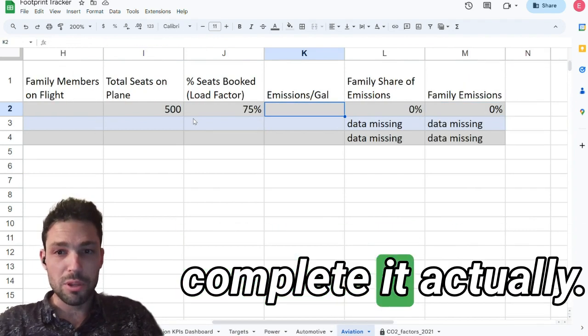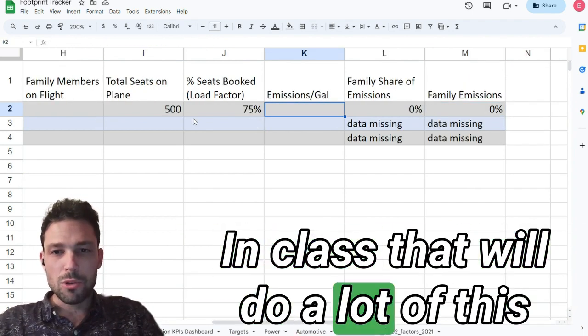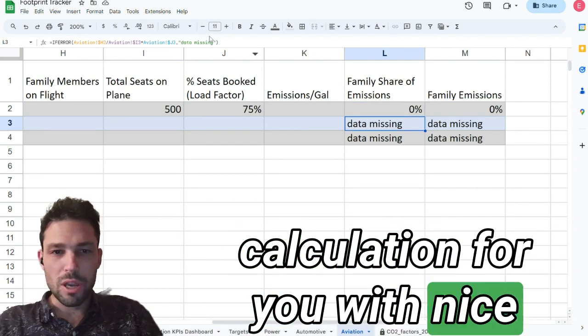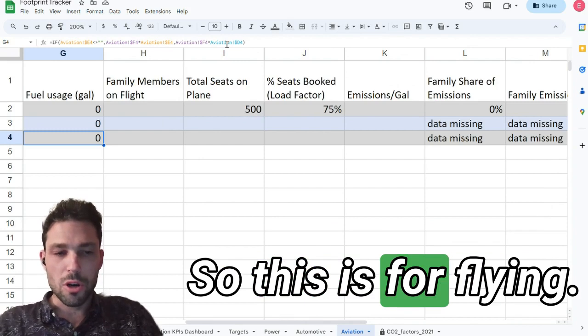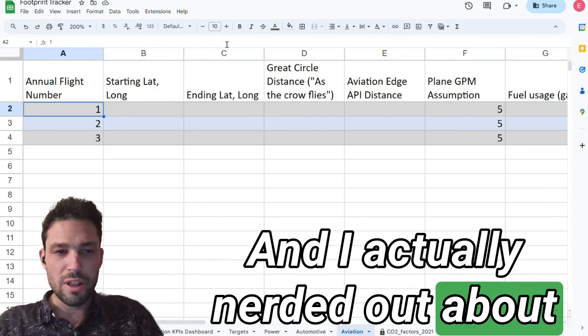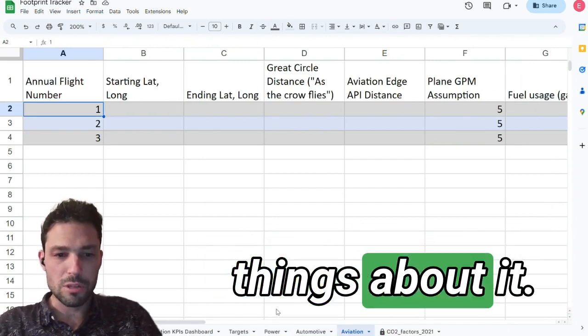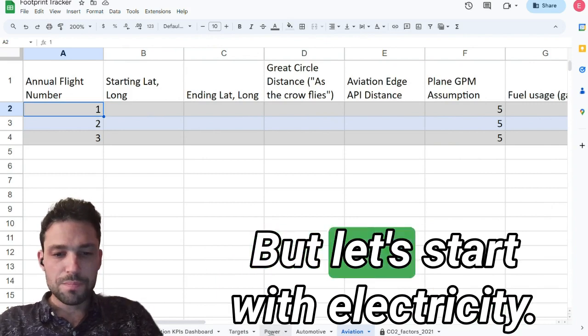I built a spreadsheet for you guys. You're going to help me complete it actually in class. That will do a lot of this calculation for you with nice little formulas. So I'll tell you when data is missing. This one is for flying. And I actually nerded out about flying, and there's some other things about it. Let's not talk about that yet. But let's start with electricity.